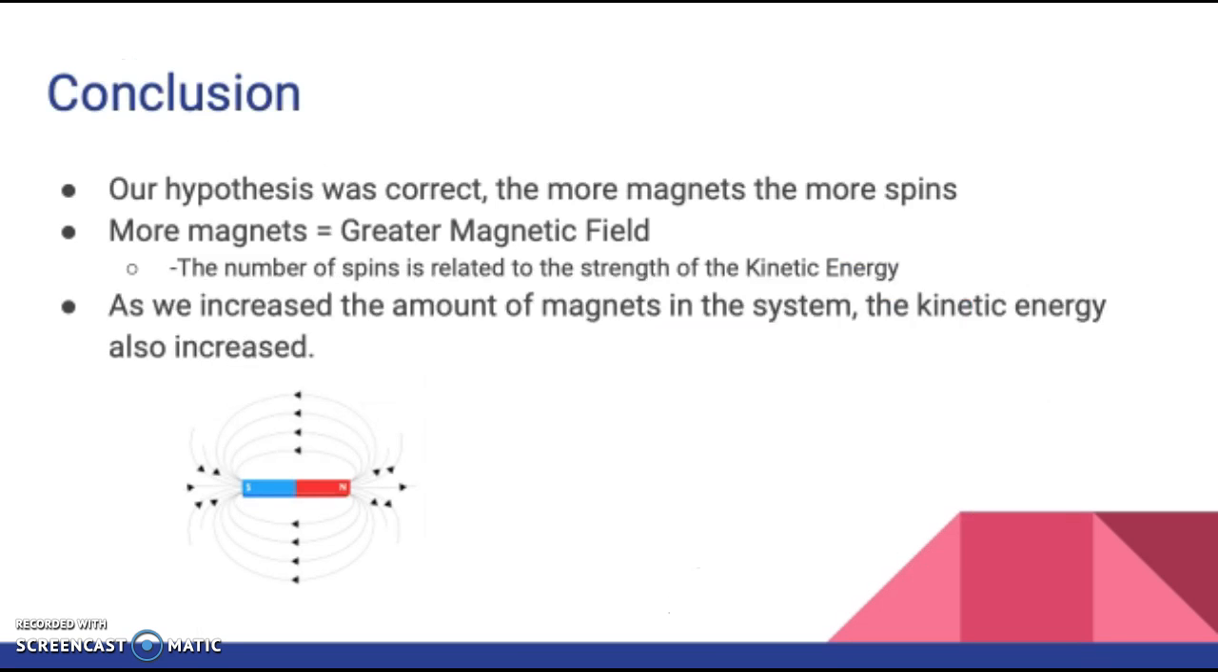In conclusion, our hypothesis was correct. The more magnets will equal the more spins. We also concluded that the more magnets will result in a greater magnetic field. The number of spins is directly related to the strength of the kinetic energy. As we increase the amount of magnets in the system, the kinetic energy also increases.